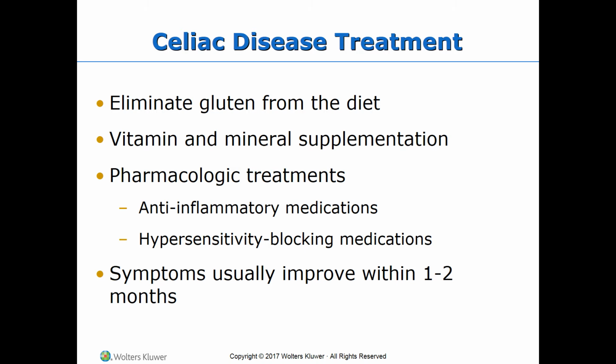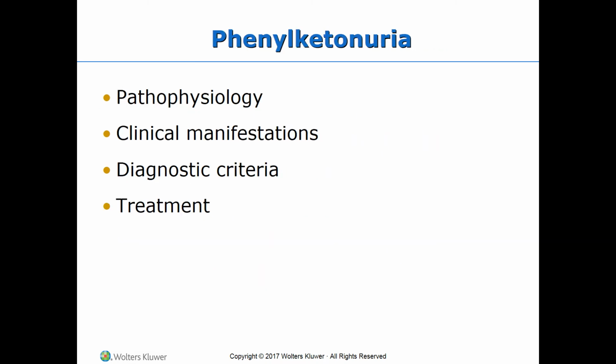The enterocytes can return to their normal size and state within 1 to 2 months after the person has eliminated gluten from their diet. This is very good because that means that the person will not have permanent damage and can regain absorption of different macronutrients.